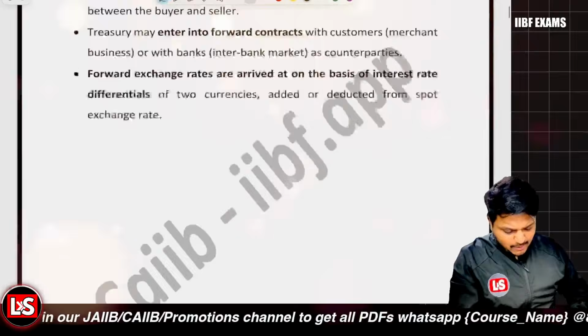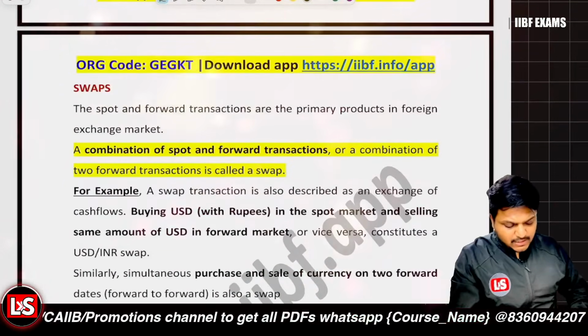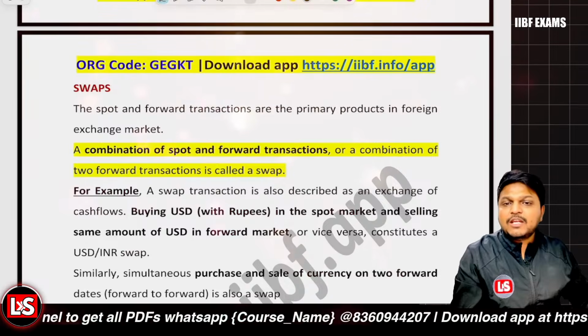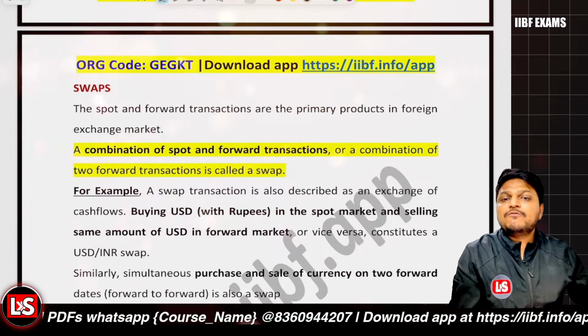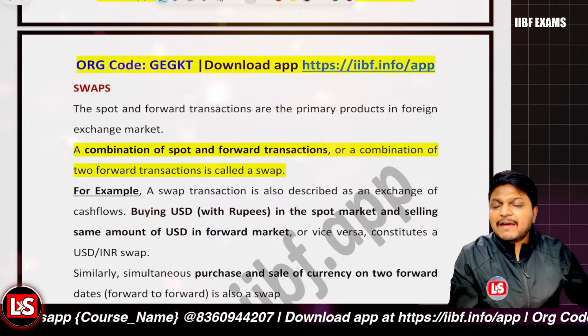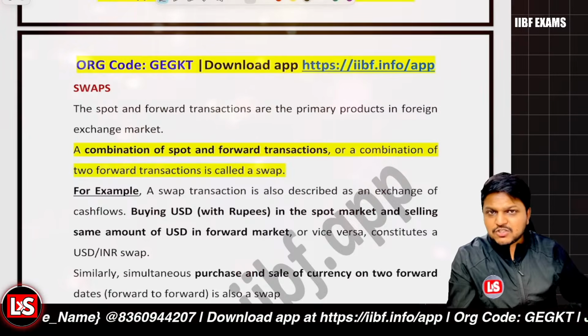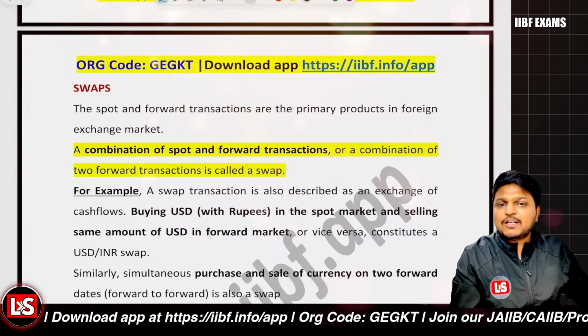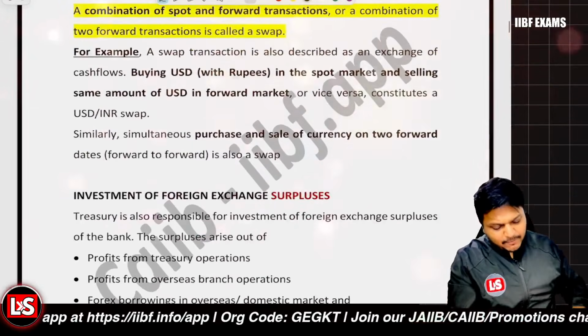The next one is about swaps. Swaps are basically a combination of spot and forward transactions. We'll have a combination of spot and forward transactions, or a combination of two forward transactions, and that is said to be a swap. Let's have a look at the example.